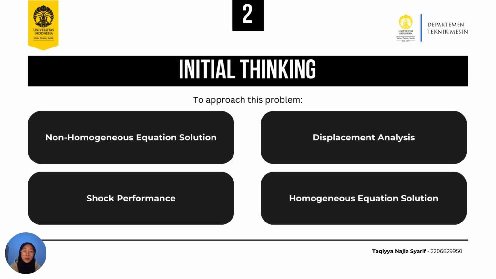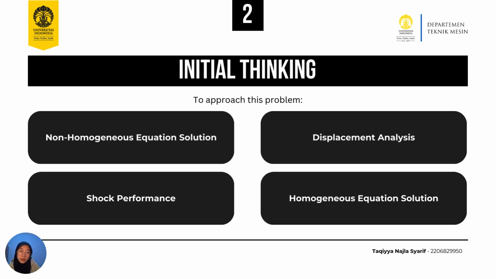Next, this is the initial thinking. To approach this problem, we have four steps. The first one is the non-homogeneous equation solution, which means solving the differential equation for the spring-mass-damper system with the given force function for each shock. And then next, we have displacement analysis, which means finding the maximum and minimum displacement for each shock and presenting this in a table.